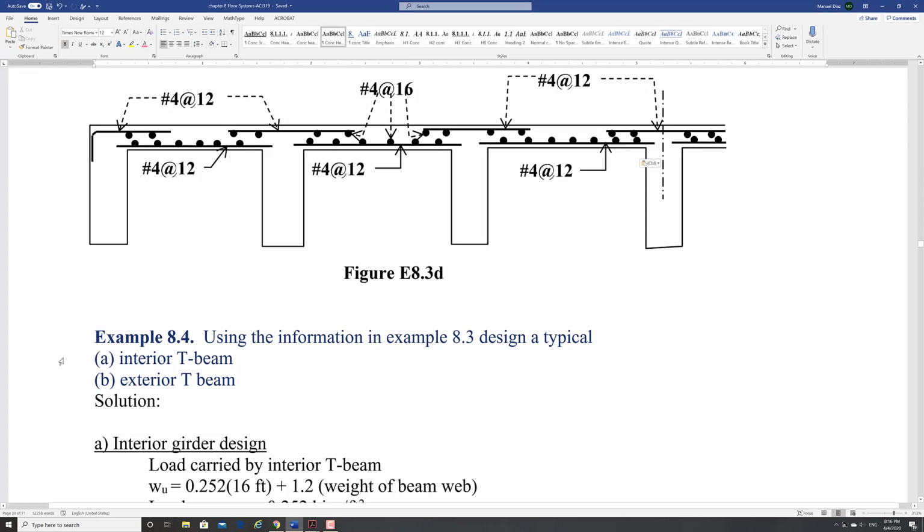Okay, so let me stop here, and then we're doing another video. We'll do the T-beam design.